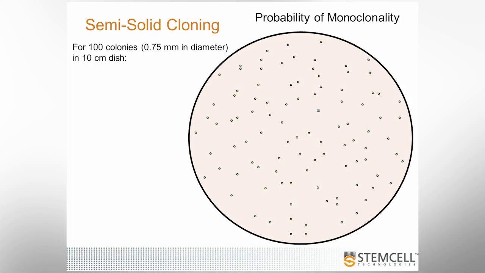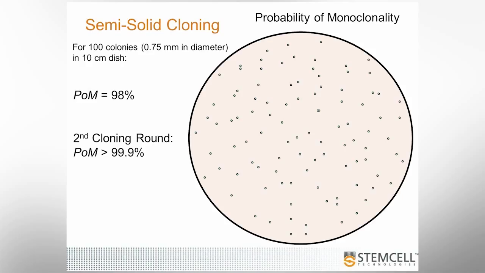So let's take a 10-centimeter culture dish where we're growing 100 colonies, and the average colony diameter is about 0.75 millimeters. These colony diameters are typical of colonies that have been growing for about 10 to 14 days, depending on the cell type. So in this case, you'd have a probability of monoclonality of about 98% for a culture isolated in this experiment. And if you chose to do a second round of semi-solid cloning, that probability of monoclonality goes up to over 99.9%.